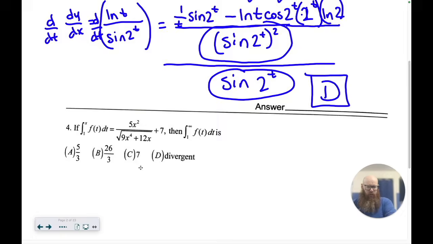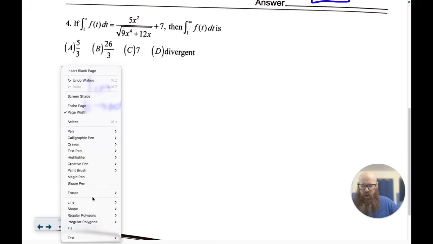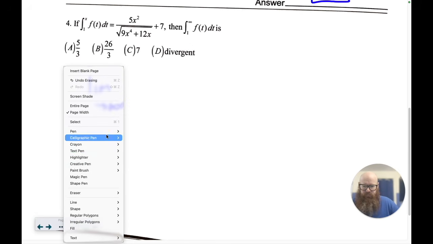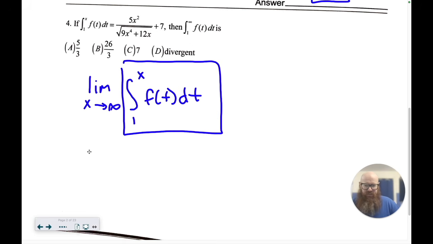All right, let's keep going. So here we are at number 4, and we have an improper integral. The way we do an improper integral is we take the limit as, let's say, b goes to infinity of the integral from 1 to b. But actually, I usually use b, but I'm going to use x in this one because they're putting an x here. So we're really doing the limit as x goes to infinity of the integral from 1 to x of f of t dt.